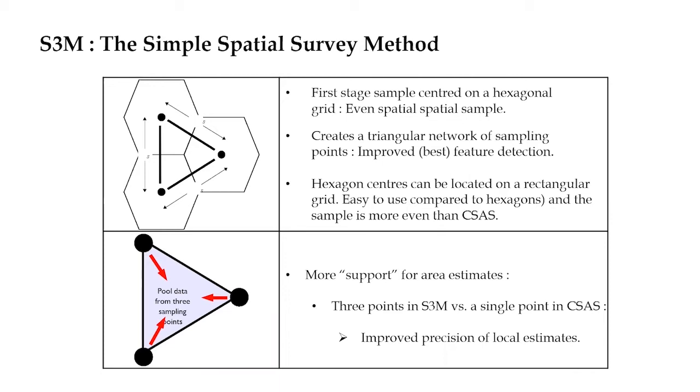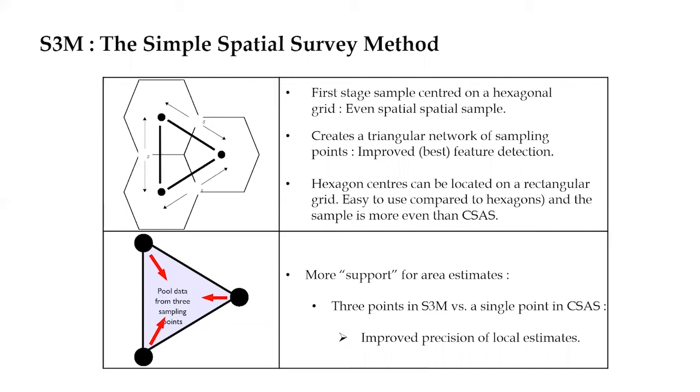And drawing hexagons is not terribly easy, but you can actually locate the hexagon centers on the corners of a rectangular grid, skipping each one in the north-south direction and the east-west direction. And so it becomes quite simple to draw the sample.